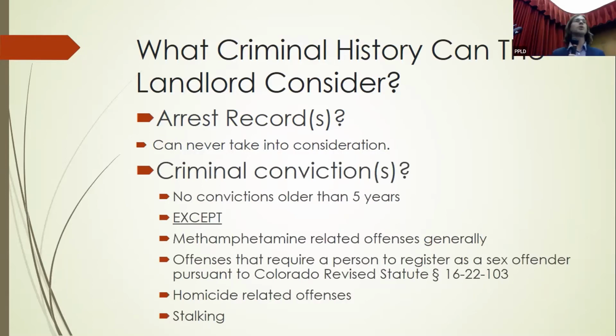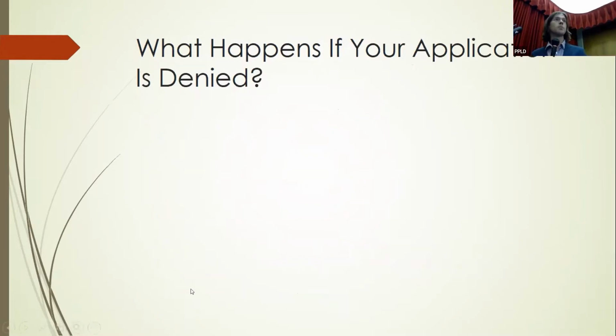Criminal convictions older than 5 years cannot be used as a basis. The exceptions to that are, generally speaking, methamphetamine-related offenses, with the exception of simple possession of methamphetamine, but also offenses that require a person to register as a sex offender pursuant to Colorado revised statute. And since this is cutting off at the bottom, let me try to drag this up top. Homicide-related offenses and stalking. Those are the convictions that have no time limit. Those can continue to be used against you to deny an application for a residence, even if it's a felony. If you have a felony auto theft from 10 years ago, that can't be used against you.